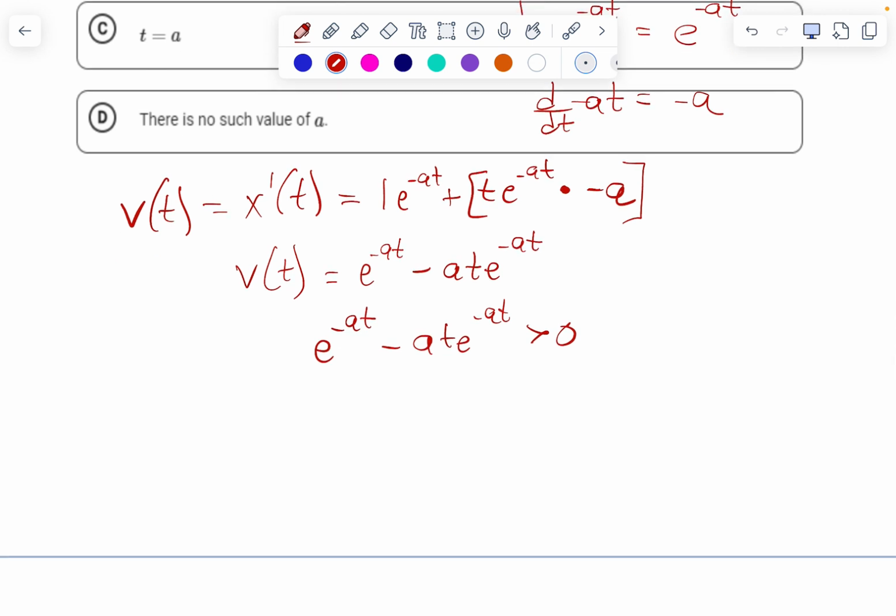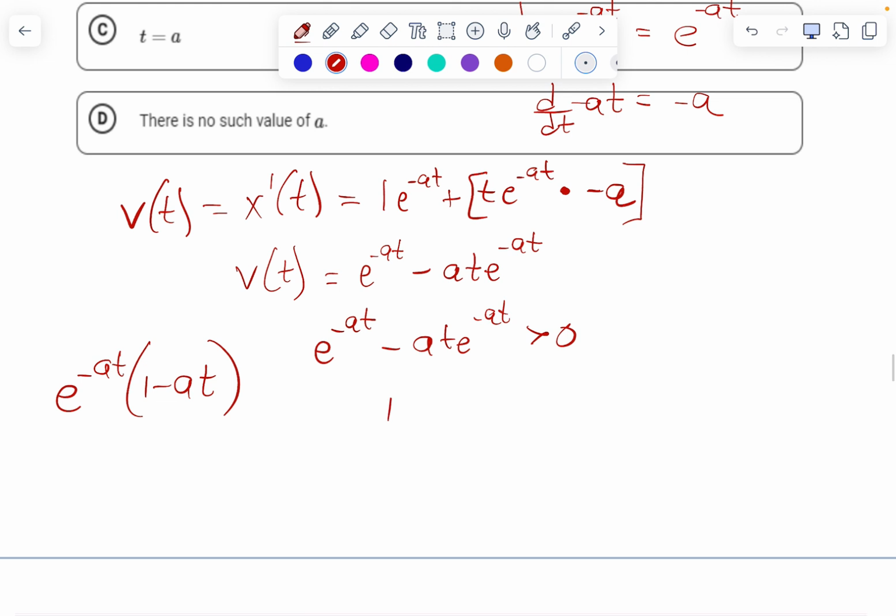Okay, what's a good step to solve this? What was it? Yeah, you could do two things. You could factor out e to the negative at and get 1 minus at. Or you could do what he said and add 1 over and divide it off. Okay? But either way, do you see we're going to get 1 minus at greater than 0? Are we all good on that?